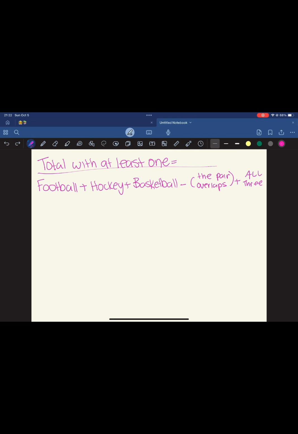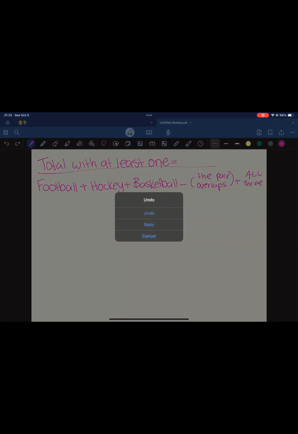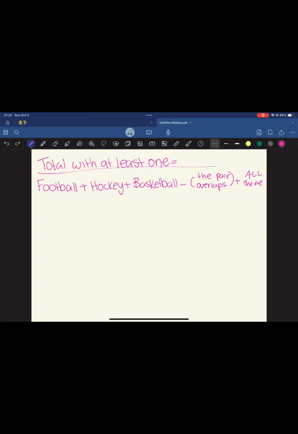So the survey says that 49% like football, 53% like hockey, 62% like basketball. It gives us the pairs that overlap: 27% football and hockey, 29% hockey and basketball, 28% football and basketball. Finally, it says that 5% like none. So what does that mean? That means that 95% of 500 students like at least one sport, which is equal to 475 students.